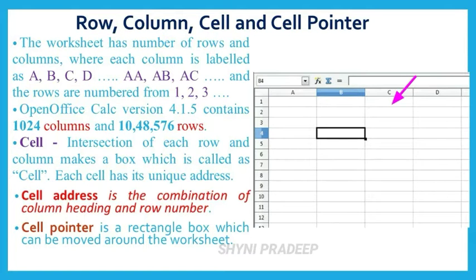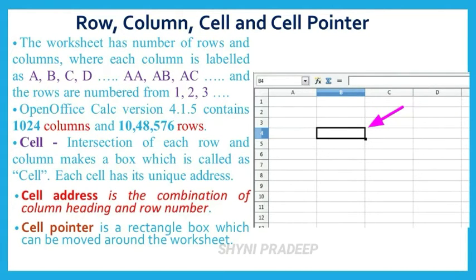Okay. What is cell address? Cell address is a combination of column heading and row number. Which means the address of this cell is B4. And what is cell pointer? It is a rectangle box which can be moved around the worksheet. Here this rectangle box is called the cell pointer.